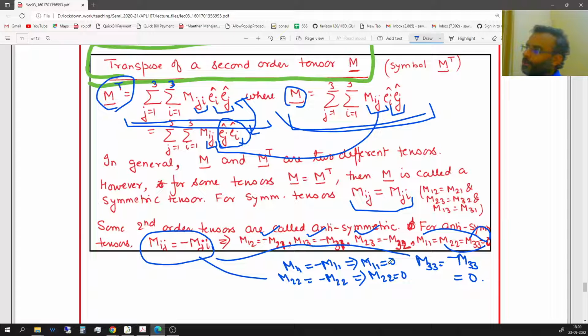So M11, M22, and M33 all being 0 actually follows from the same condition, because this will imply M11 equals minus M11, which is equivalent to saying M11 is 0. Similarly, M22 being minus M22 and M33 being equal to minus M33 will result in the components M22 and M33 being individually 0. So this is an antisymmetric tensor. If M is a tensor with its scalar components following this set of conditions, we call that tensor an antisymmetric tensor.